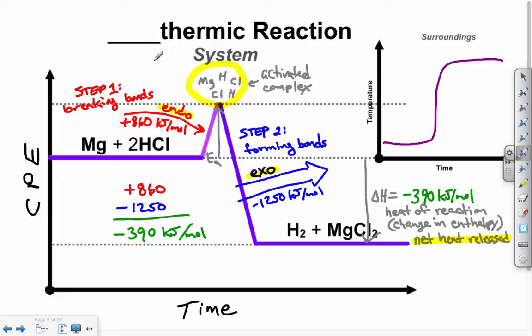Reactions that release a net amount of heat are known as exothermic reactions. At this point, the flow of energy in the reaction is chemical potential energy in the system is transformed into heat released. Now we have the means to explain the rise of temperature we observed in the surroundings from this reaction. As the net 390 kilojoules per mole of energy leaves the reaction in the form of heat, it has only one place to go, the surroundings.